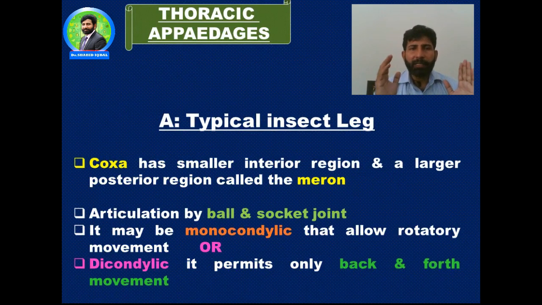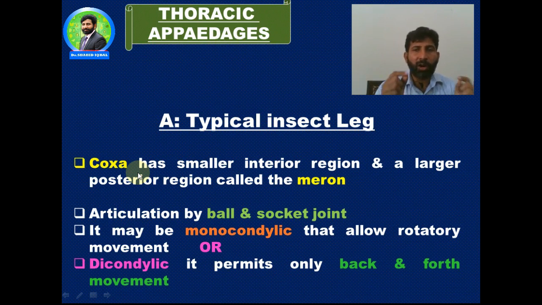A typical insect leg: the appendages which originate from the thorax are majorly the legs. The structure of the typical leg is represented here. For example, one of them is the coxa, the basal part of the leg. The coxa has a smaller inferior region and a larger posterior region, which is called the meron.